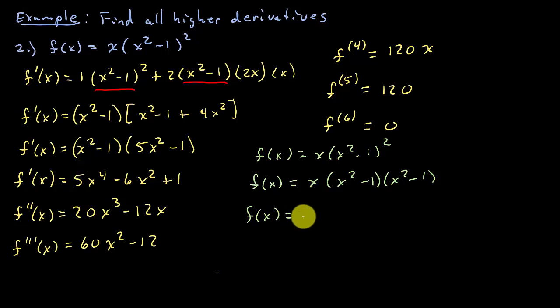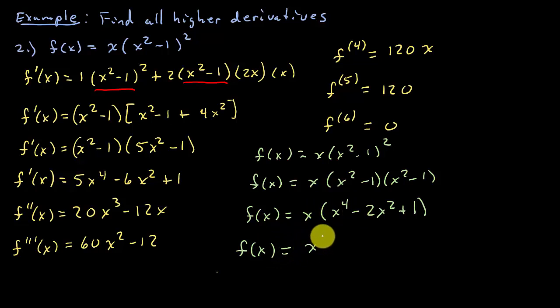So that gives us f of x is x times, and then we foil this out, so that's going to be x to the 4th, and then negative x squared minus x squared is minus 2x squared plus 1. And then I get f of x, distribute the x, that's going to be x to the 5th minus 2x cubed plus x. And then what you can do is start here and start taking the derivatives. Okay, so that would be another option.